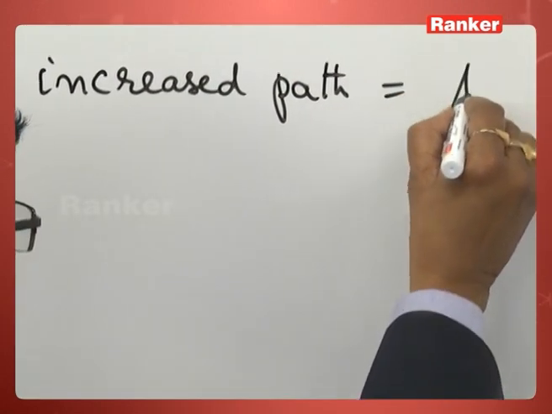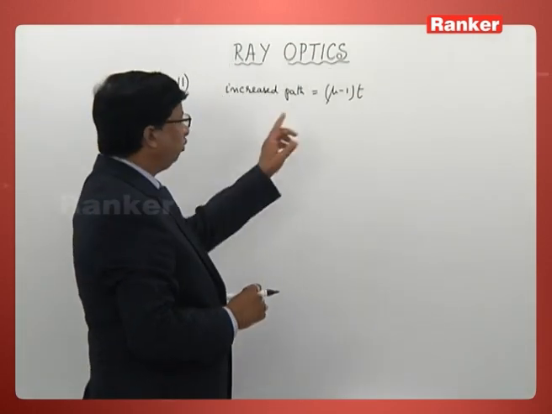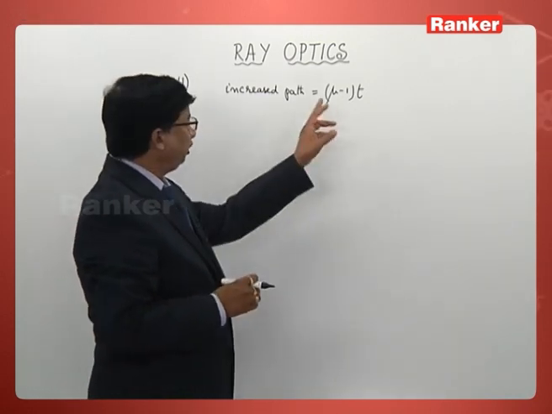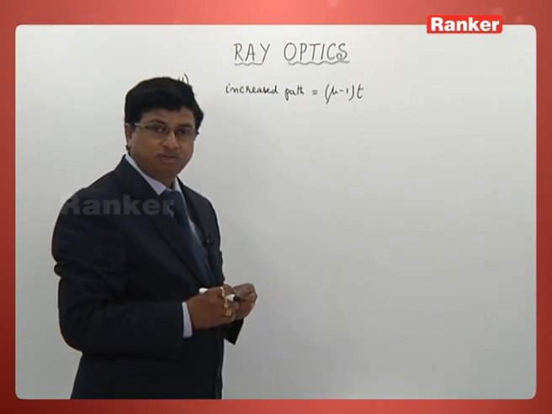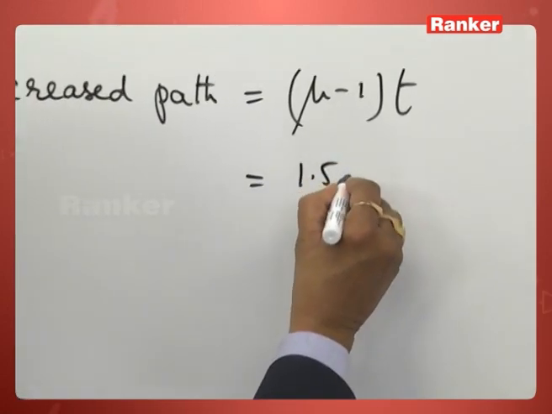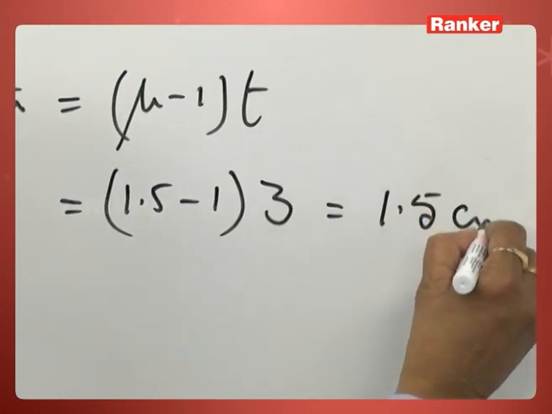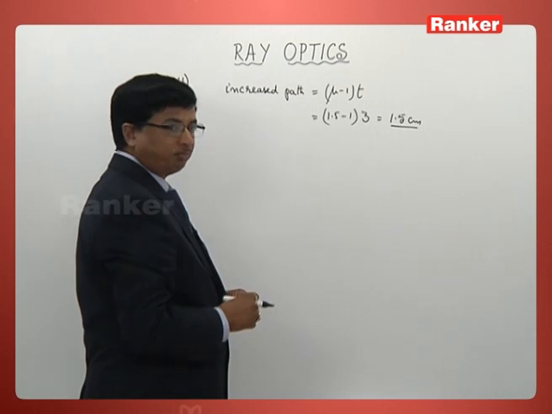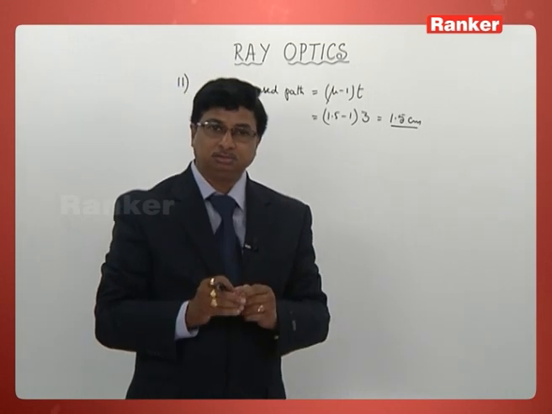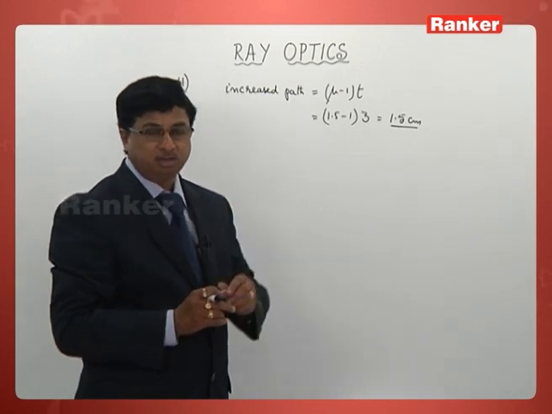We all know a small formula for this, mu minus 1 times the thickness of the glass slab. Mu refers to the refractive index of the material of the slab, that is of glass, and T is the thickness of that particular slab which is used over there. So you can now write this one, mu being 1.5 minus 1 into 3. This now becomes 1.5 centimeter. So the increased path due to the placement of that glass slab, we have calculated and we have got that one as 1.5 centimeter. Fine.